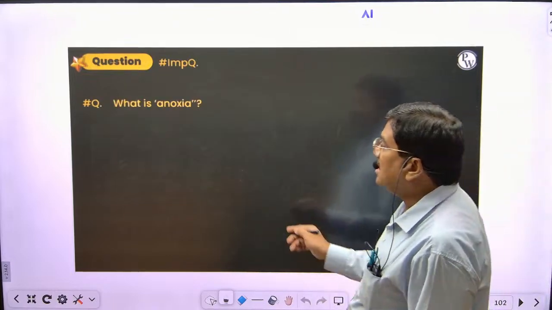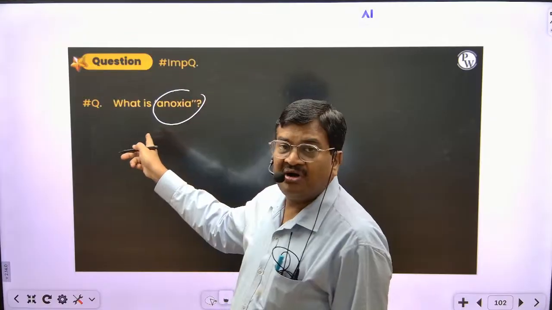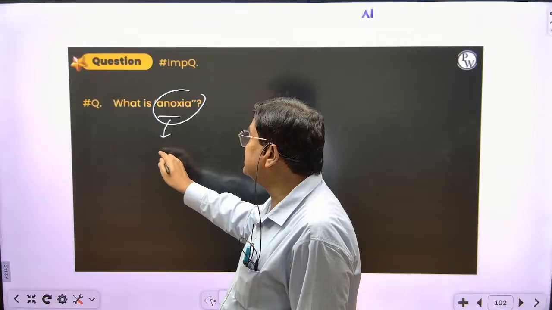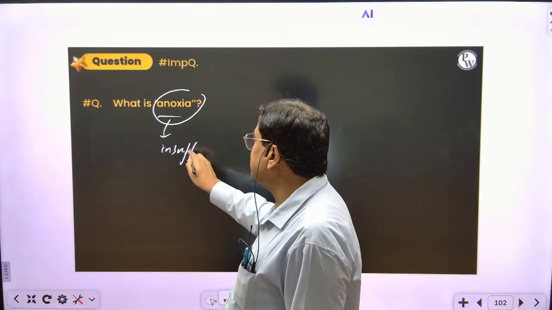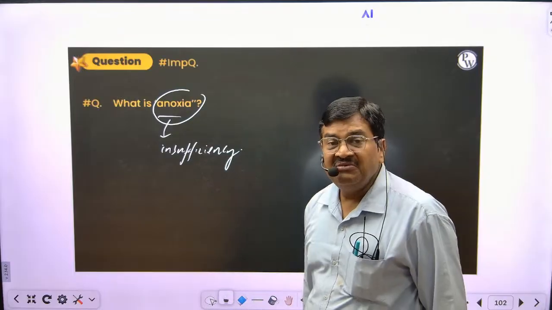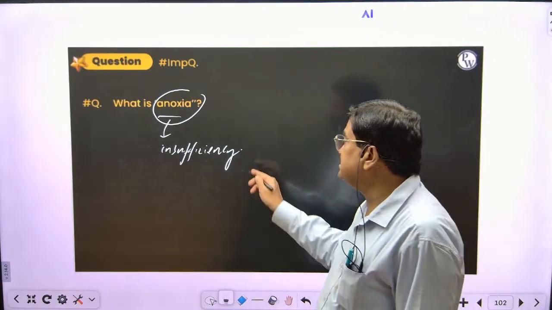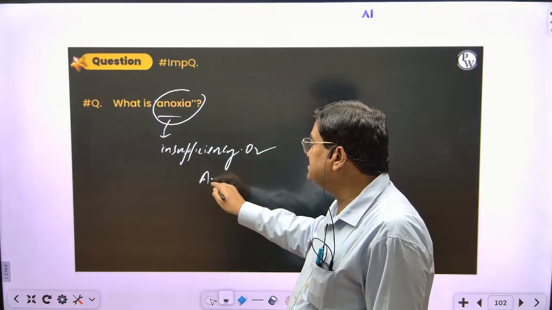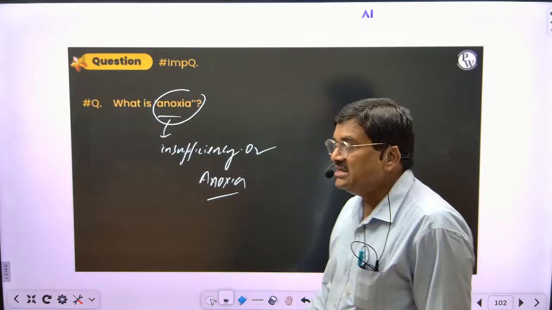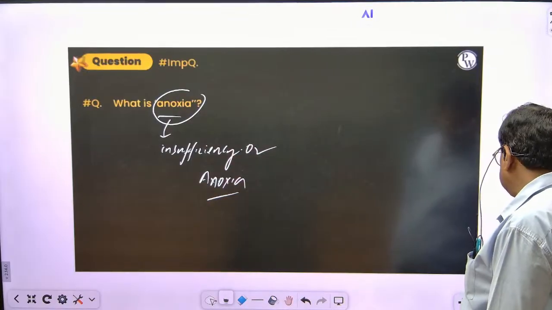Now see what is anoxia. We discussed this in the applications of Henry's law, that is insufficiency of oxygen. So what happens? The person's brain won't work properly due to insufficiency of oxygen, and that disease we are calling anoxia. This has been given in NCERT in the form of a PPT. Important, they have mentioned PW.